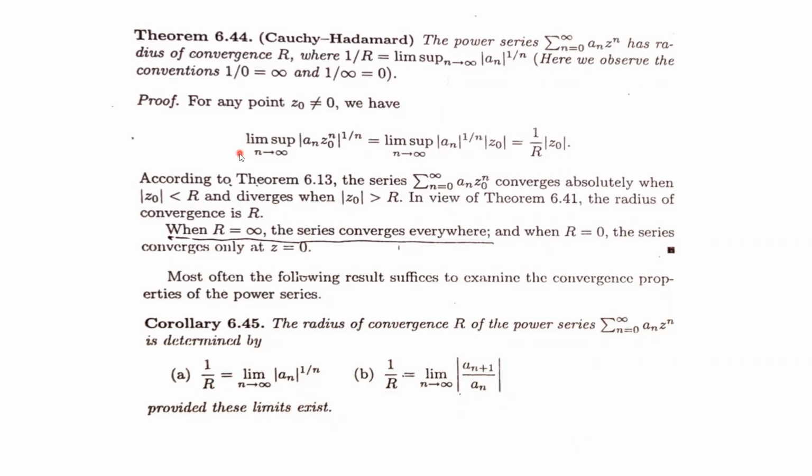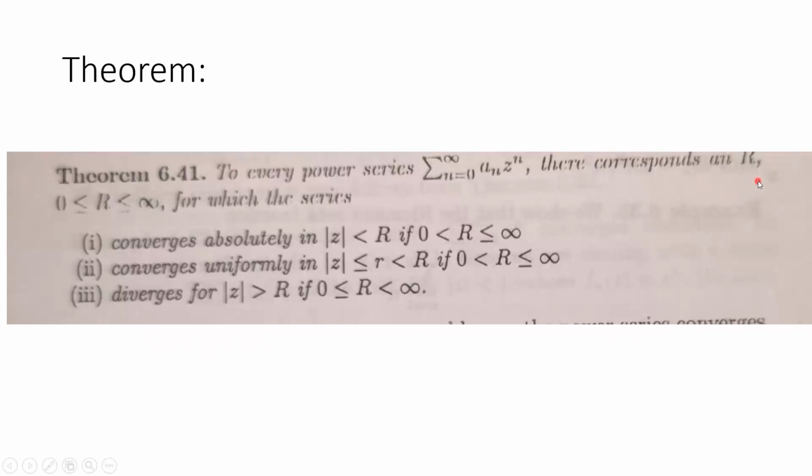So I was describing this theorem. Every power series in z corresponds to a real number R. This real number may be 0 or any finite real number, or it may be all the way to infinity also, for which this series converges absolutely in modulus of z less than R, if R is strictly greater than 0 and less than or equal to infinity. So what does this mean? This simply signifies that it holds for all z whose modulus is less than R.